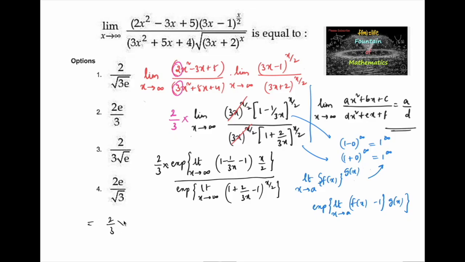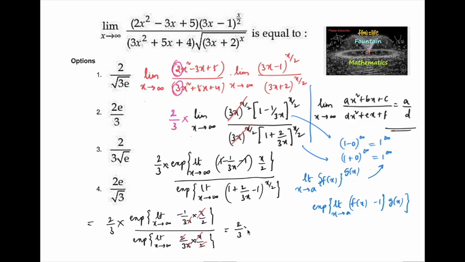which is equal to 2 by 3 into exponential of, so here 1 minus limit x tends to infinity minus 1 by 3x into x by 2, divided by exponential of limit x tends to infinity 2 upon 3x into x by 2. So here x and x get cancelled. So the numerator is minus 1 by 6 and the denominator is 1 by 3.